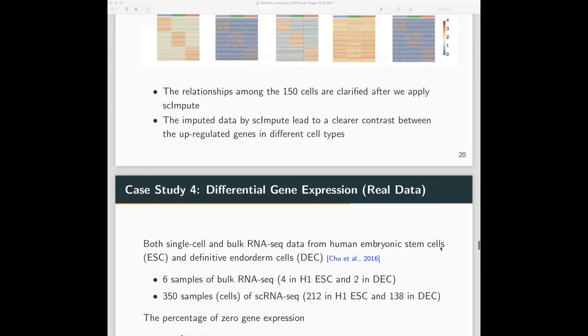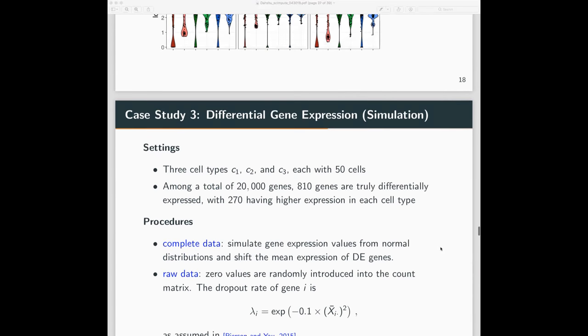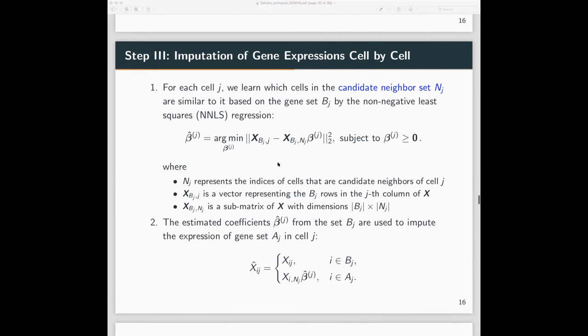Yeah, that's a very good question. The similar cells were selected based on the genes in cell J, and then we use their expression values in the neighboring cells, and we use the non-negative least square to select the similar cells, basically the ones whose coefficient estimates have non-zero values. So the similar cells were selected among the candidate neighbor cells of cell J, and what we use is based on the genes in cell J.